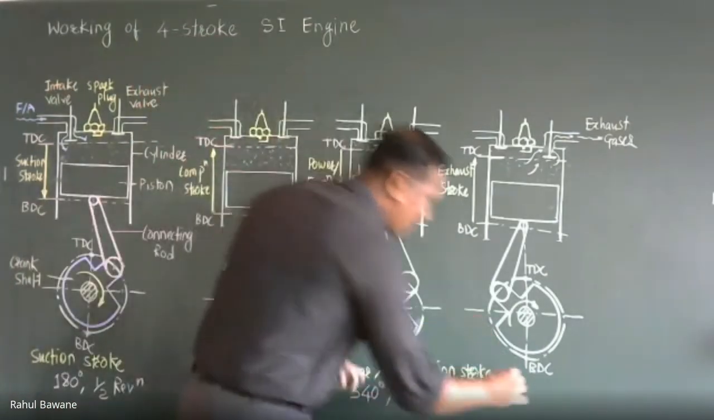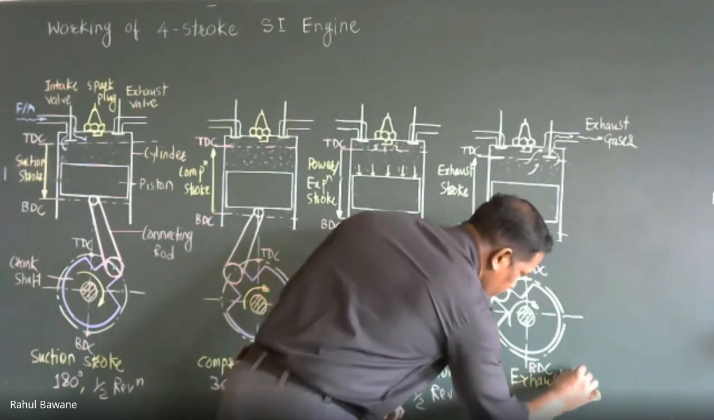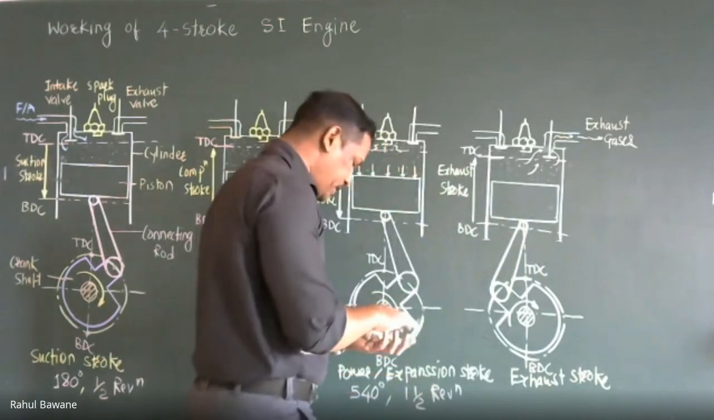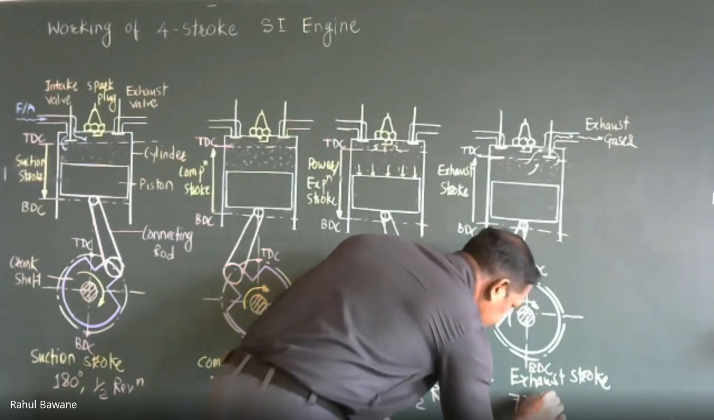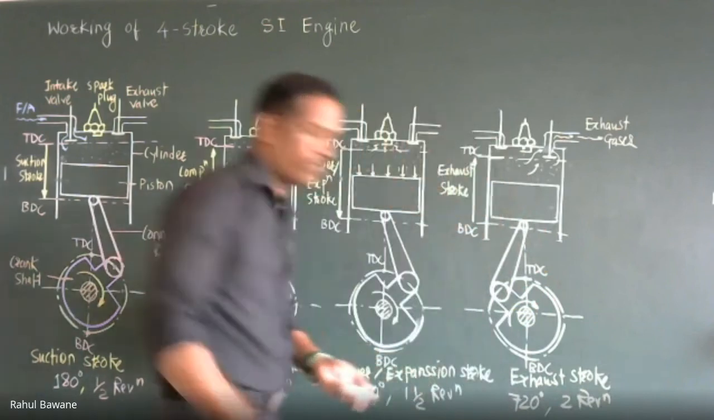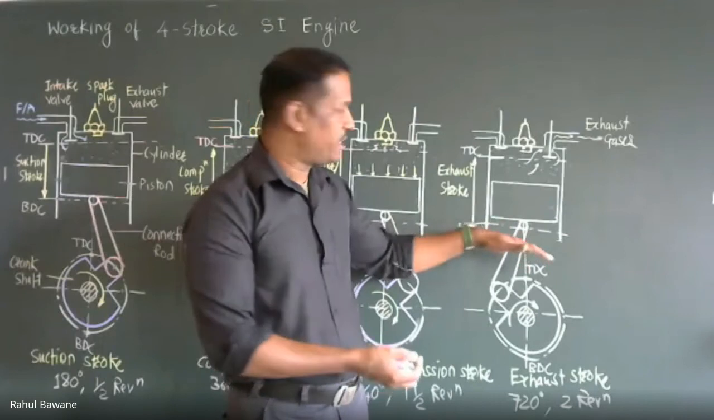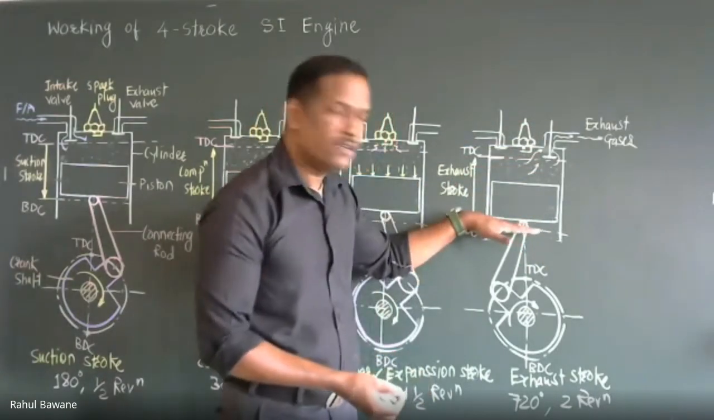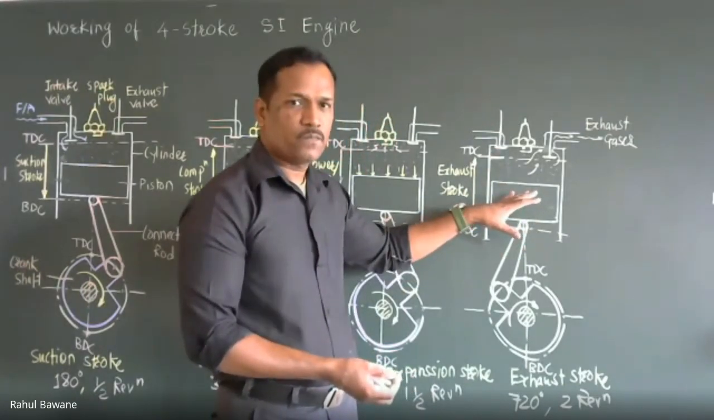So this is the final stroke, the exhaust stroke. During this, it completes 720 degrees and 2 revolutions. Now the explanation part of this exhaust stroke. At the end of the power stroke, the piston is at BDC, and the complete cylinder is filled with exhaust gases.